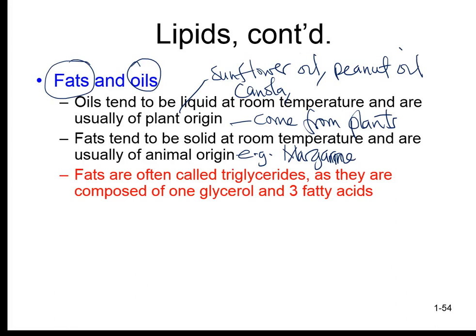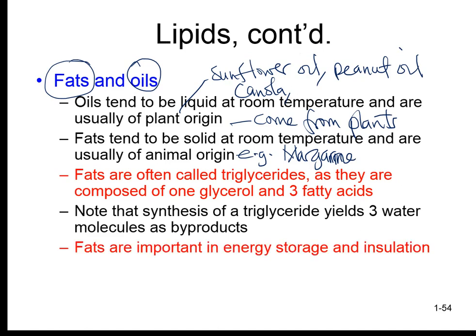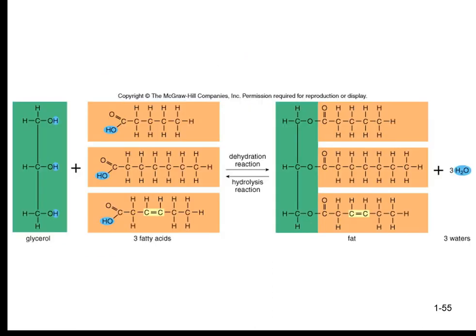So fats are called triglycerides. So they are composed of a glycerol and 3 fatty acids. That's what I was showing you, that each one has 3 chains. Chain 1, chain 2, chain 3. So we'll show you how these are formed. But also just take note that in terms of energy, fats are very important for energy storage and insulation. If you are going to cold climates, you need to have a lot of fat.